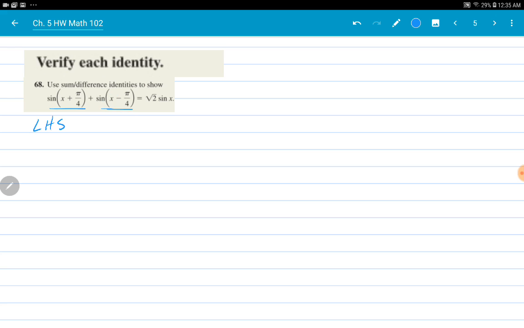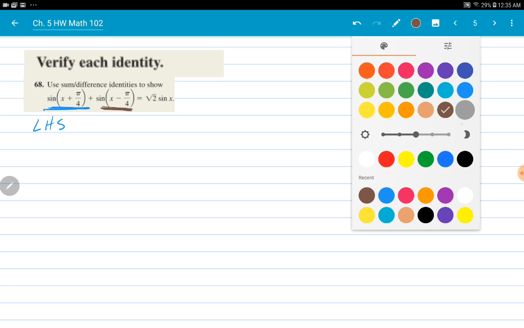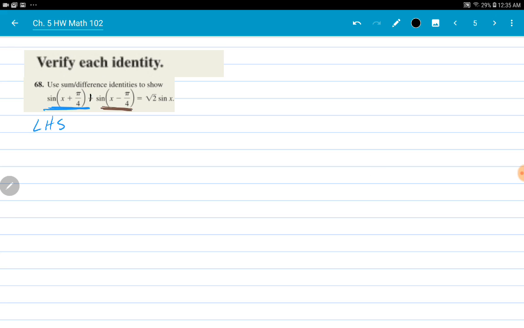So I'm going to actually just color these, use some color coding here. I'll use blue for the first one, the brown for the second one, just so I can show my whiteboard work, and I'll use the plus in the middle there. So the blue function gives me sine of x times cosine of pi over 4. Keep the sign, fill up the function.